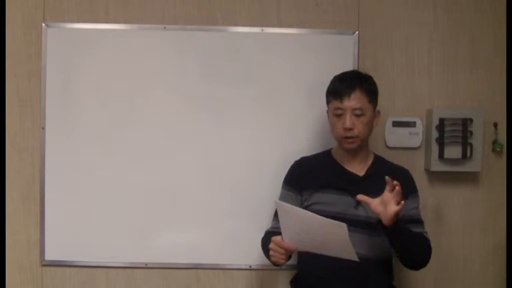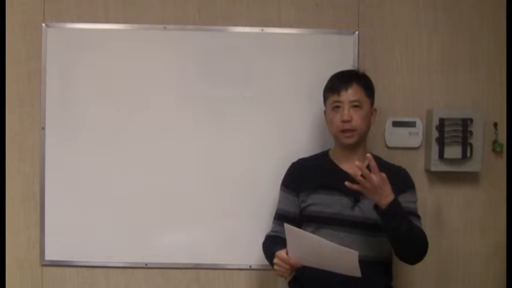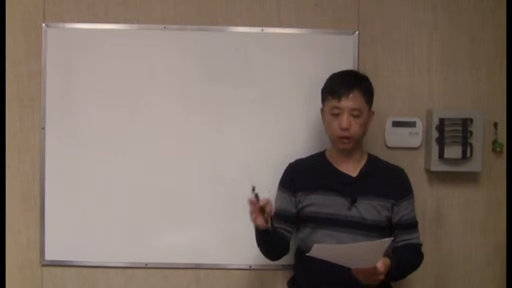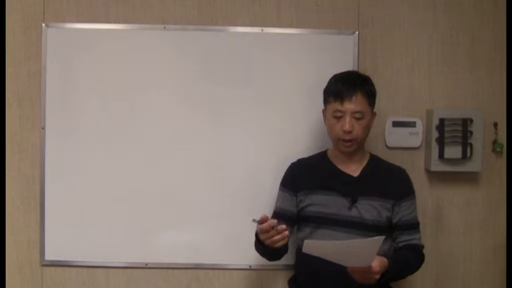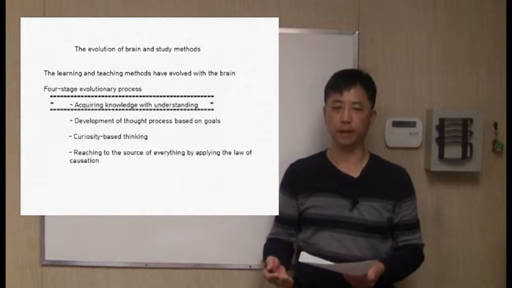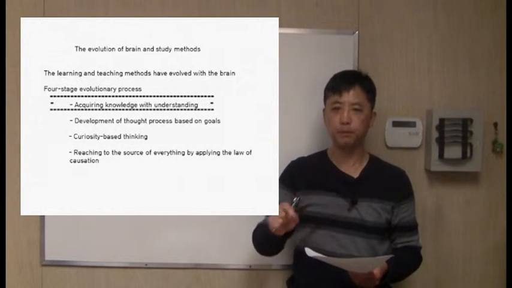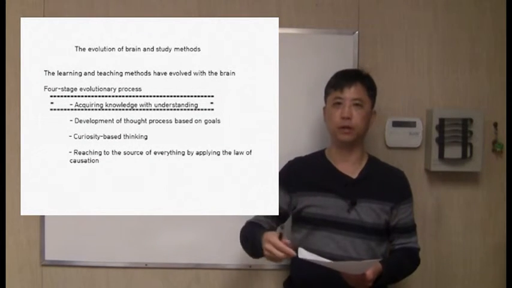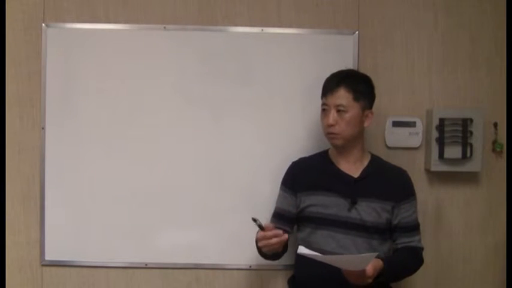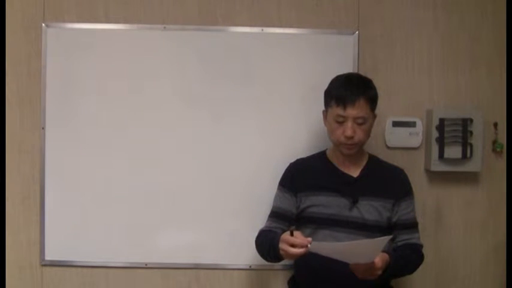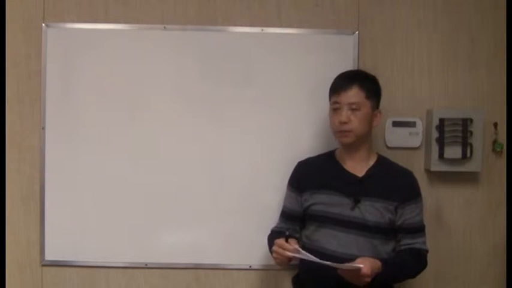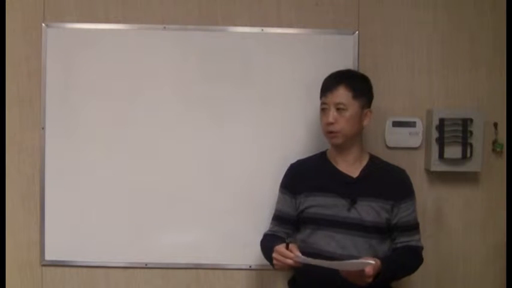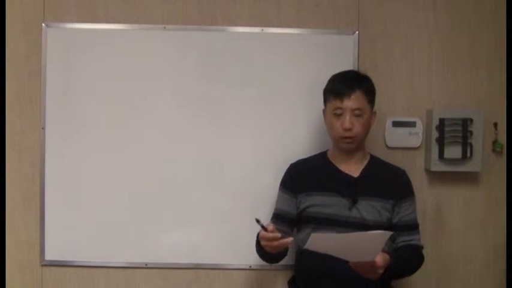Okay, so there are 4 different levels, and in this lecture I'll probably only be able to deal with the first one, acquiring knowledge with understanding, because this is a preliminary brain function that began with the brain evolution from the starting point. So let's explore the understanding-based knowledge building methods to see what they look like.